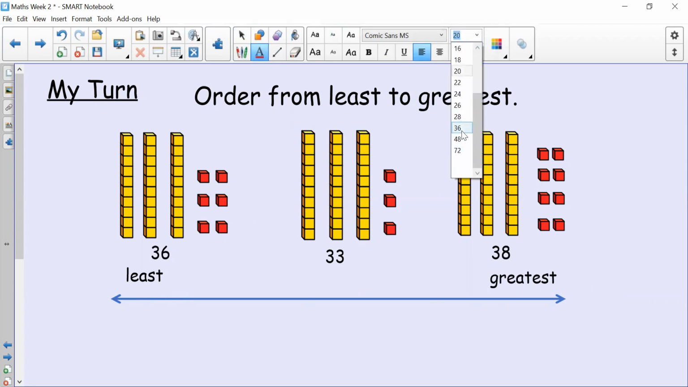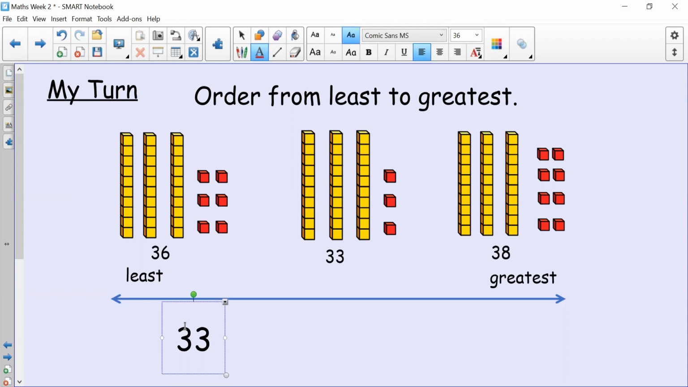So I'm going to use, there we go. So 33 is the least because 3 ones is less than 6 ones and less than 8 ones. So 33 is the least. And the greatest number is 38 because 8 ones is more than 6 ones and more than 3 ones. So that must mean that the number that goes in the middle is 36.